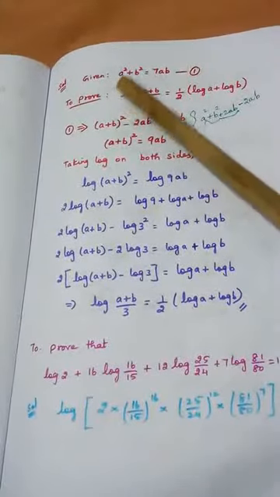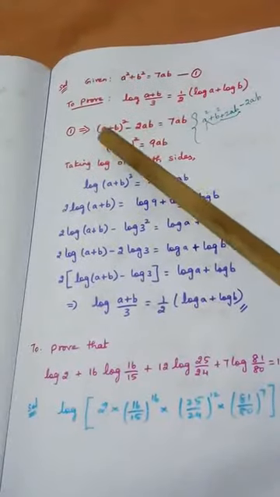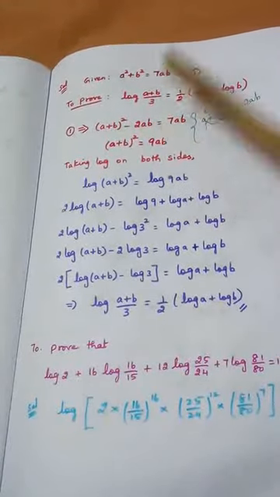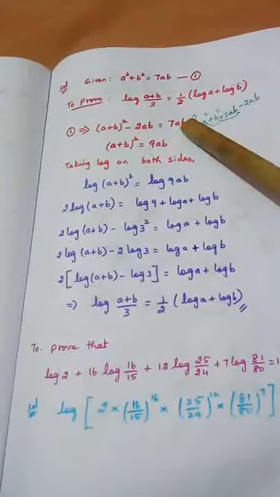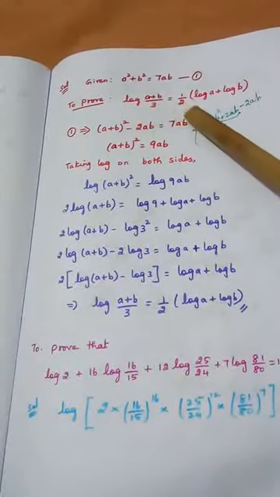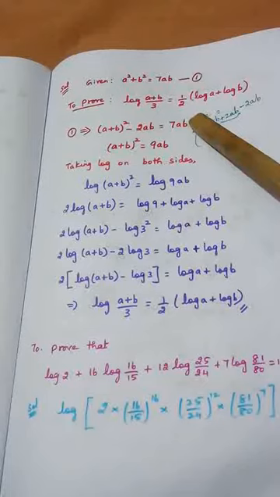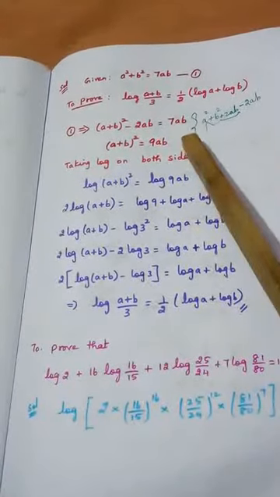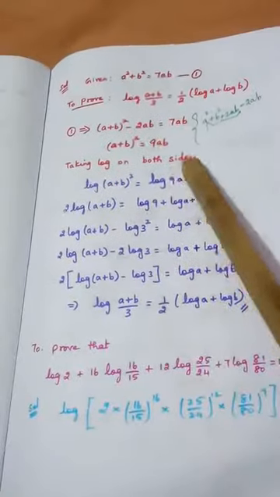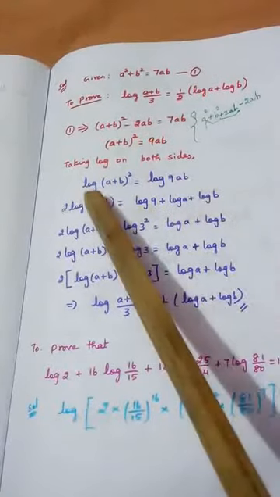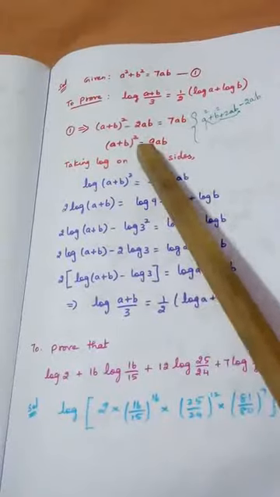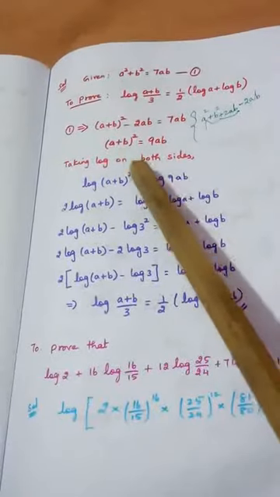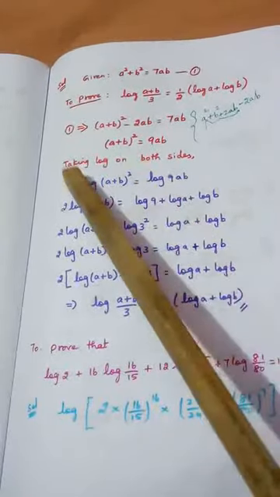So what is the first thing? A square plus b square is written as a plus b whole square minus 2ab, and the 7ab is as it is. Take this 2ab to right hand side. It will become plus 7ab plus 2ab is 9ab. Right? Now we are going to take log on both sides. Taking log on both sides. So here also log will come. Here also log will come. Power rule, applying power rule, 2 will go to the front.